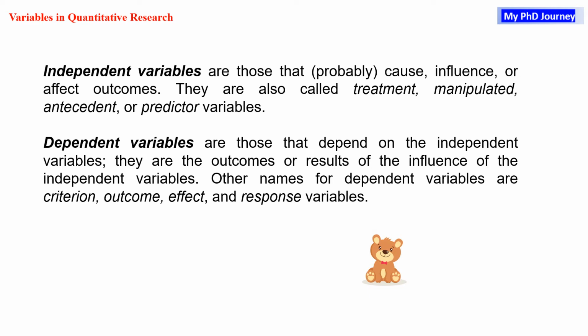Independent variables are those that probably cause, influence, or affect outcomes. They are also called treatment, manipulated, antecedent, or predictor variables. Dependent variables are those that depend on the independent variables; they are the outcomes or results of the influence of the independent variables. Other names for dependent variables are criterion, outcome, effect, and response variables.